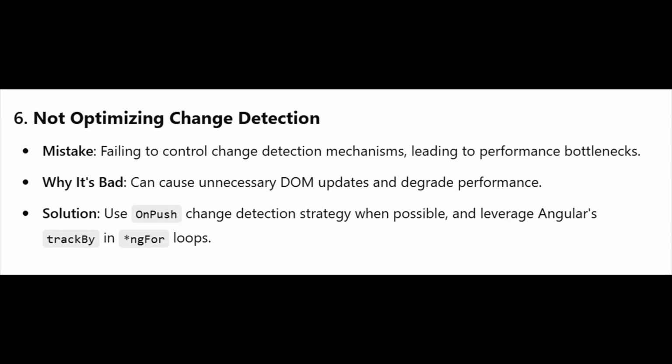6. Not optimizing change detection. Mistake: failing to control change detection mechanisms, leading to performance bottlenecks. Why it's bad? Can cause unnecessary DOM updates and degrade performance. Solution: use the OnPush change detection strategy when possible and leverage Angular's trackBy in *ngFor loops.